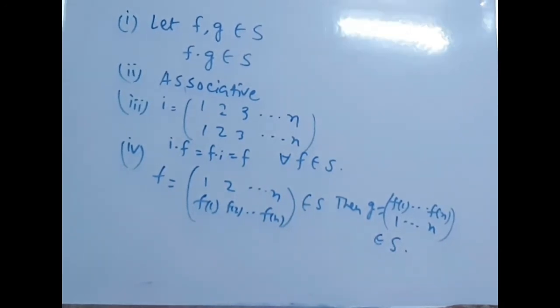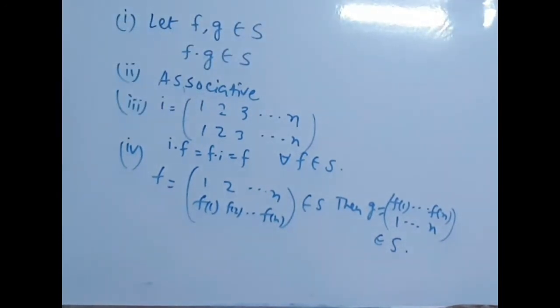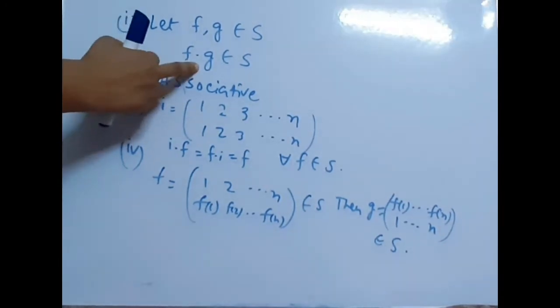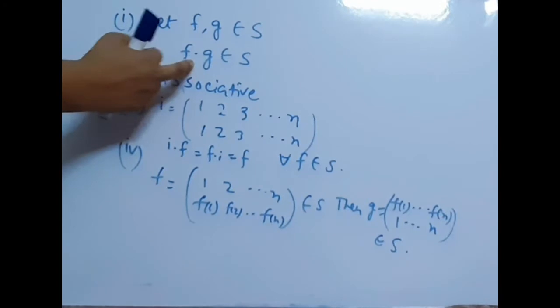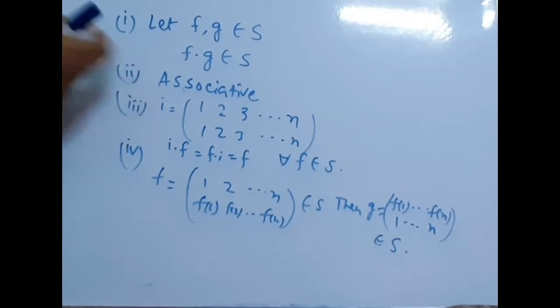So the first property is closure. Let us consider two permutations f and g in S. We know that the multiplication of two permutations is also a permutation, so obviously f dot g is a permutation. So this holds in S, and the closure property holds. The second property is associativity. Since the composition of mappings is associative, the multiplication of permutations is also associative. So the second condition also holds.